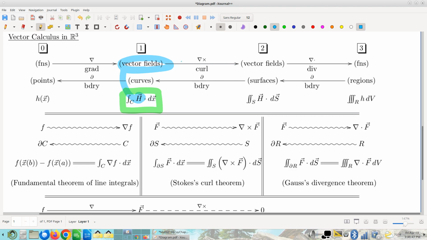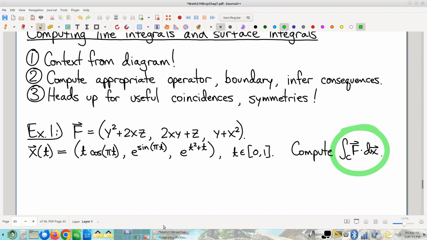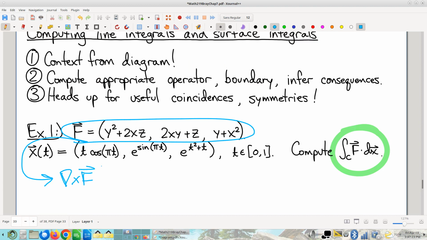So we're going to do as told. We're going to compute the curl of that vector field. Now, after that, we're going to take our curve that we were given, and again, doing as told, we're going to compute the boundary, or we're going to identify the boundary of our given curve, because the diagram tells us to. Is everybody with me? All right, let's see what happens. Taking this vector field, let's compute the curl as instructed.